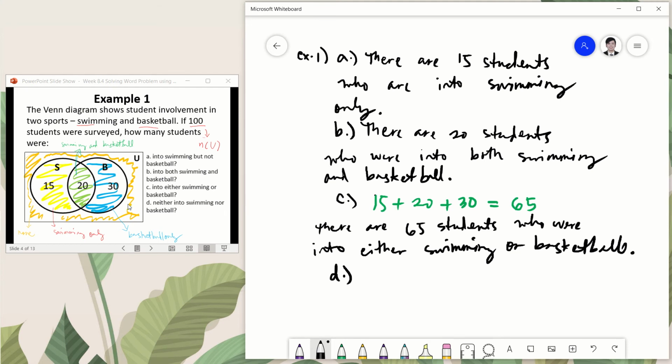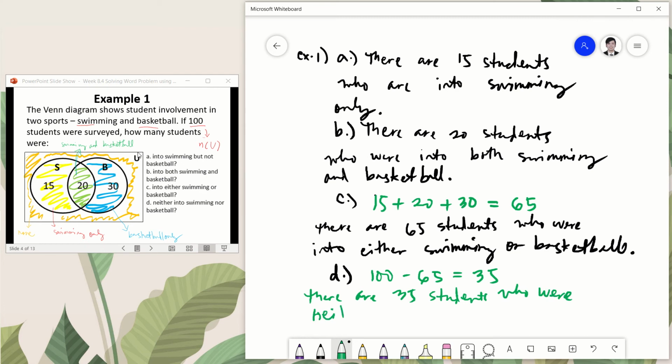So the orange region now is here, and to get that, all you need to do is subtract the union of the two sets that we have from the universal set. So that's 100 minus 65. 100 minus 65 is 35. So there are 35 students who were neither into swimming nor basketball.